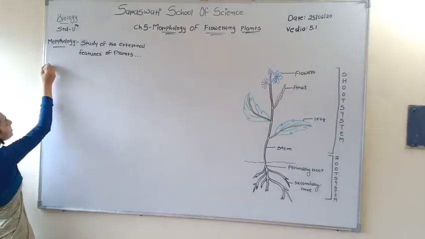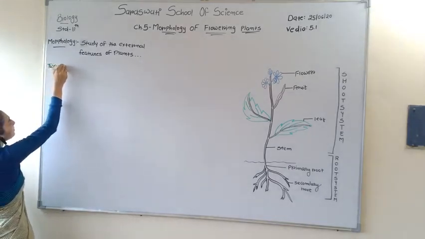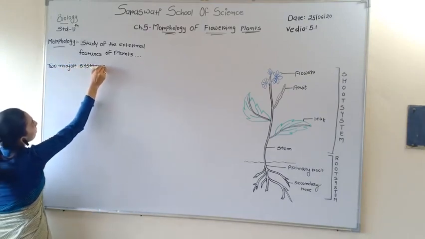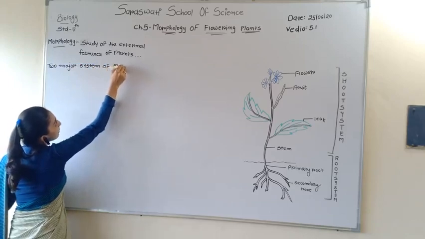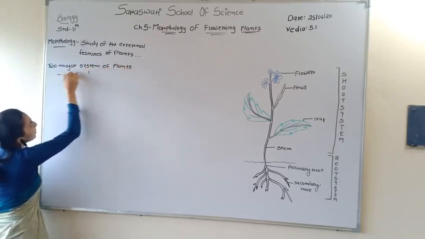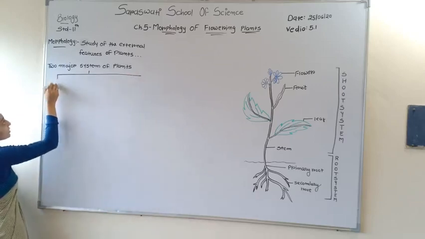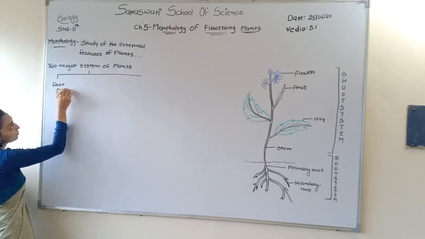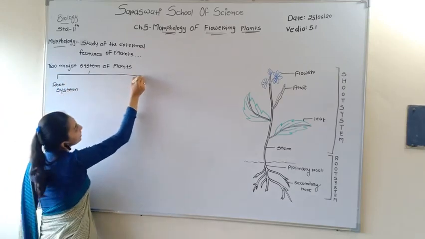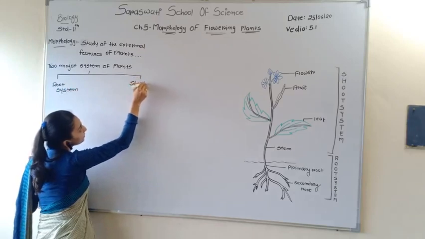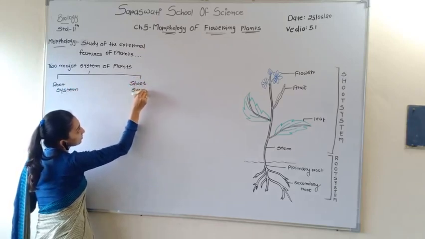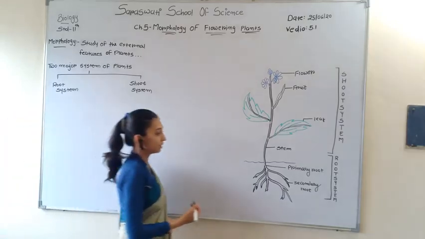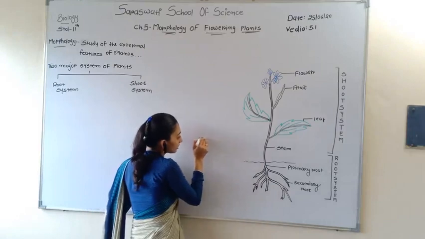Plants have two major systems. The first one is the root system and the second one is the shoot system. The basic difference between root system and shoot system we have to study in the seed.